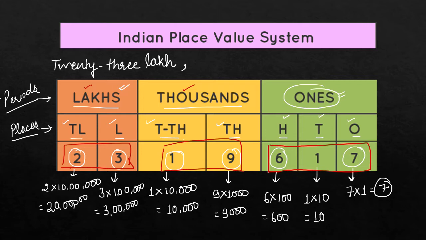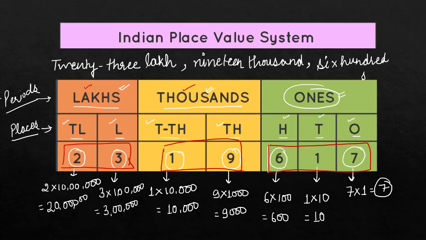Then come to the thousands period. In thousands period we have number 19. 1 and 9, 19. So write here 19, and the period is 1000, so write 1000 after that. Then come to ones period. Read the number 617. So write 617.